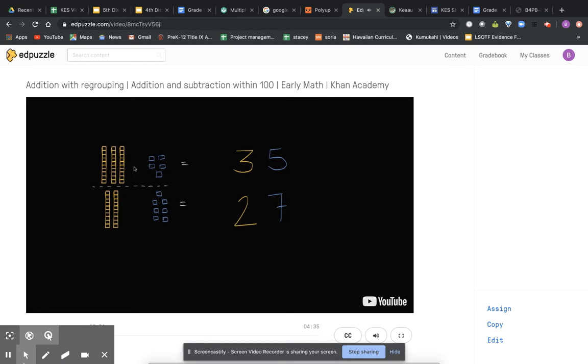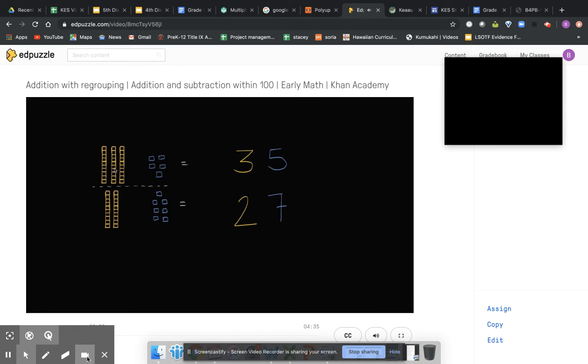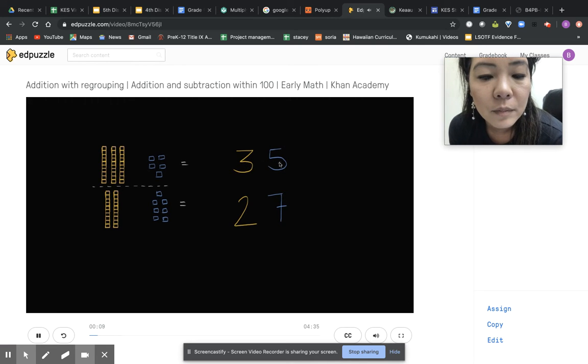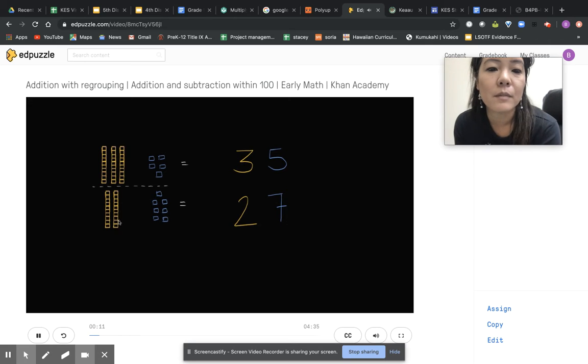So I have two numbers here. The top number, I have 1, 2, 3 tens, and I have 1, 2, 3, 4, 5 ones. 3 tens, 5 ones, or 35. The second number here, I have 2 tens, 1, 2, and I have 1, 2, 3, 4, 5, 6, 7 ones. 2 tens and 7 ones.